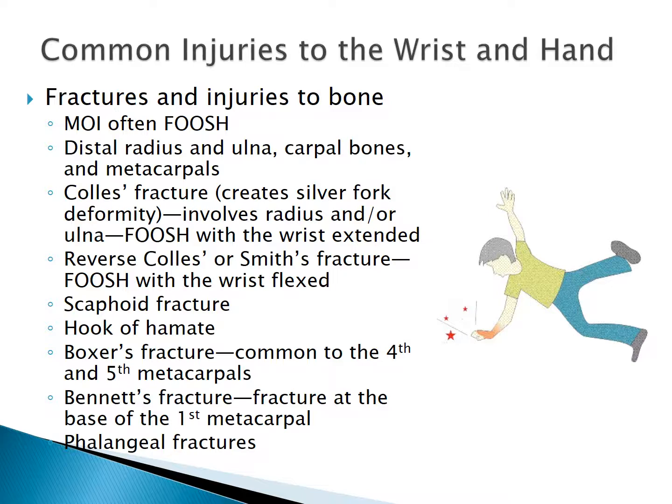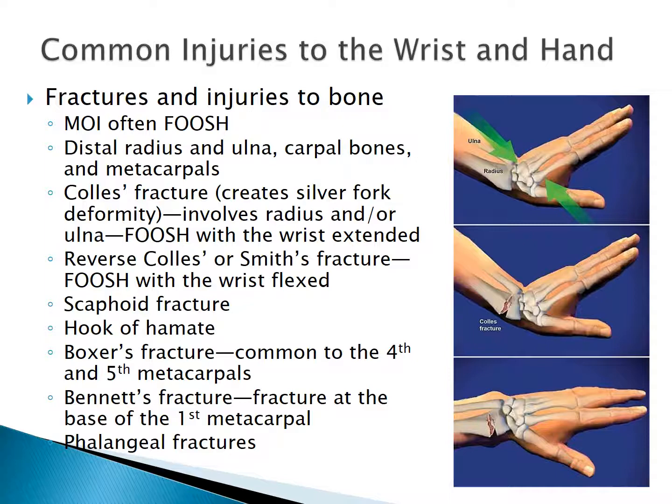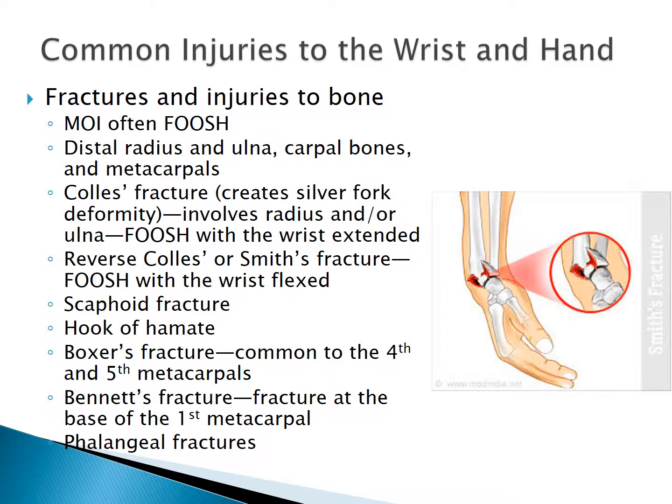The most common locations for a bony fracture are at the distal radius and ulna, the carpal bones, and the metacarpals. A fracture to the upper extremity that pushes the wrist back over the fracture, which occurs when the wrist is extended and creates a silver fork deformity, is called a Colles fracture. This fracture may involve just the radius or the ulna as well. A reverse Colles, or Smith's fracture, involves the same mechanism with the wrist in flexion. The immediate care for both fractures is the same: splint, check distal circulation and sensation, and refer for radiographs.